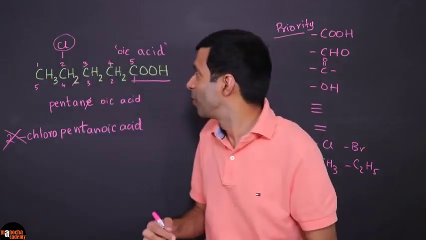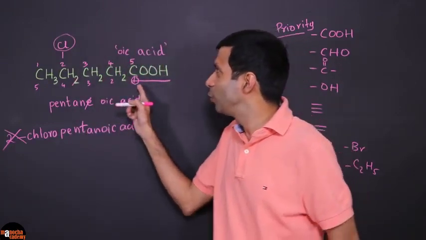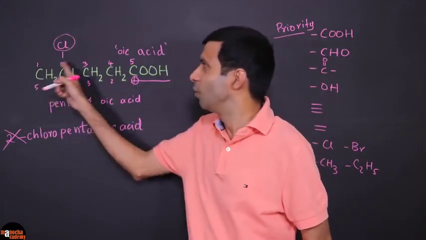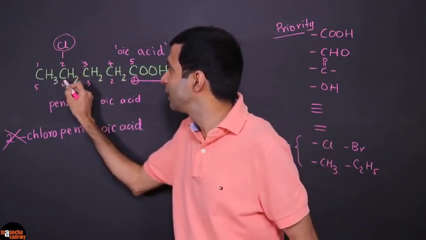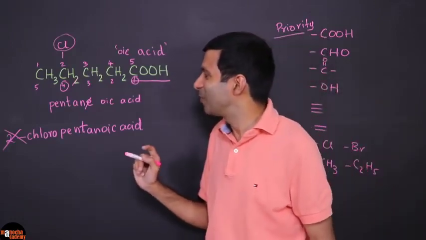So he wants position number 1, right? So we need to follow this numbering scheme, not this one. And the halogen is at position 4. So basically, what is this compound?